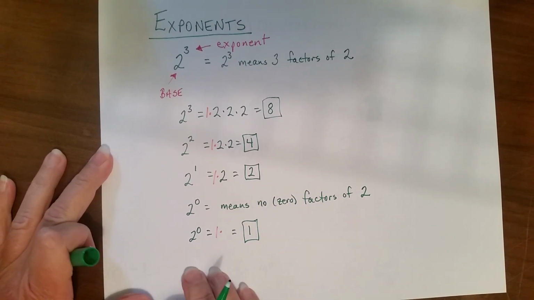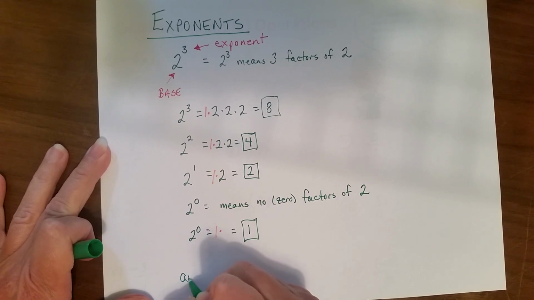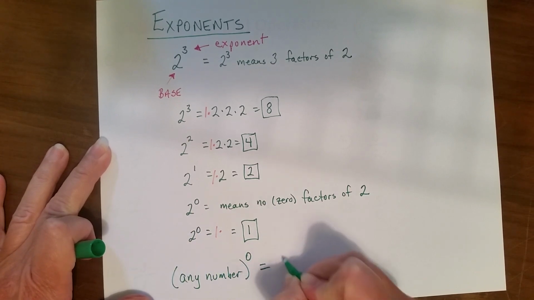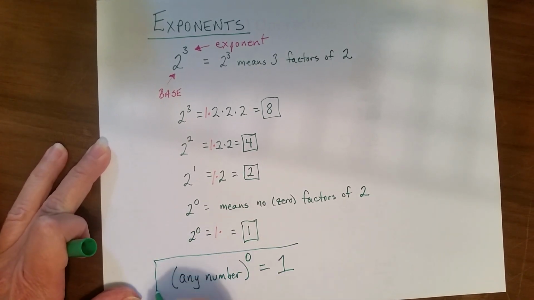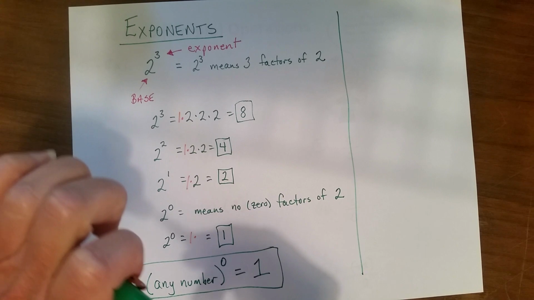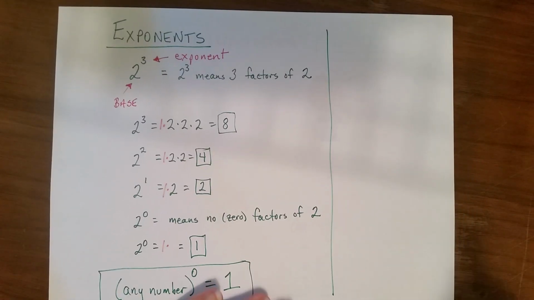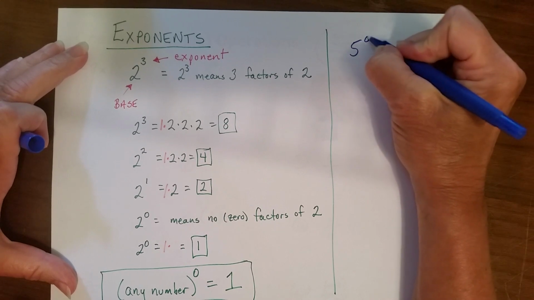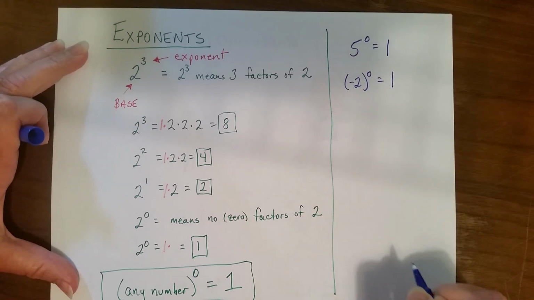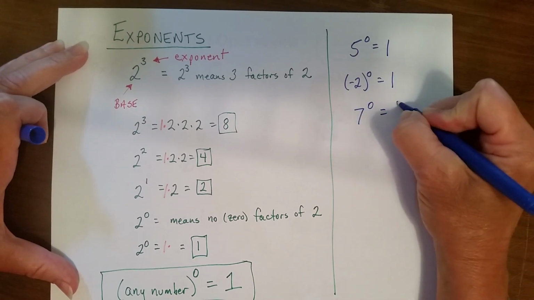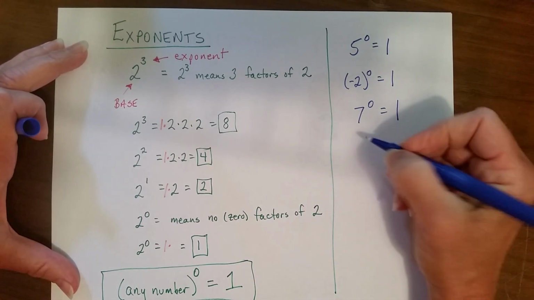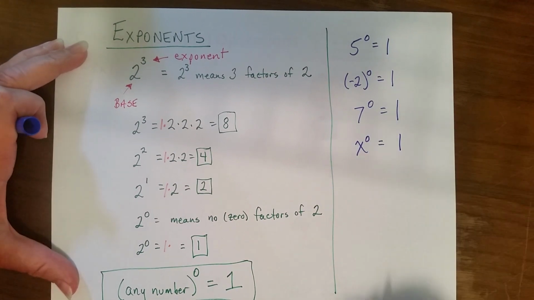So what that means is any number to the 0 power always equals 1. Anything to the 0 power equals 1. So over here, I'm just going to illustrate what this looks like. 5 to the 0 power is 1. Negative 2 to the 0 power is 1. 7 to the 0 power is 1. Anything to the 0 power is 1. Even if it was a variable, like x to the 0 power, that would still be 1.